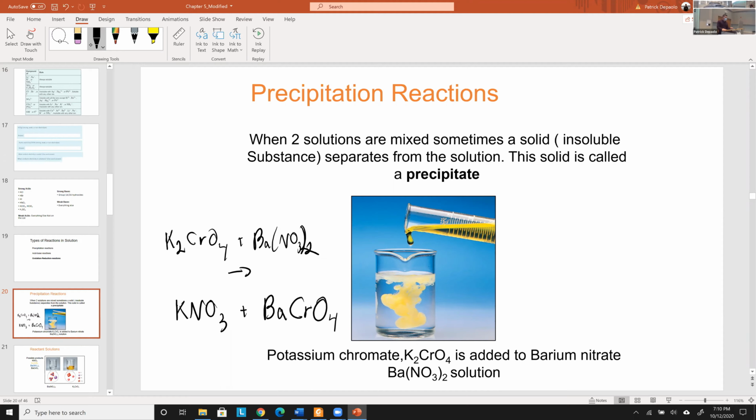Okay, so when these react, the cations will switch, and you have potassium nitrate and barium chromate. So let's do some balancing first. You have 2 Ks here, 2 Ks there, and it's all good, balanced. Very quick one. Now, even though we just learned the rules, who can tell me, out of these two, let's call them 1 and 2, which one is insoluble? Which one will be our precipitate?